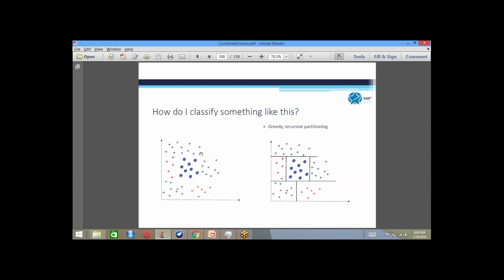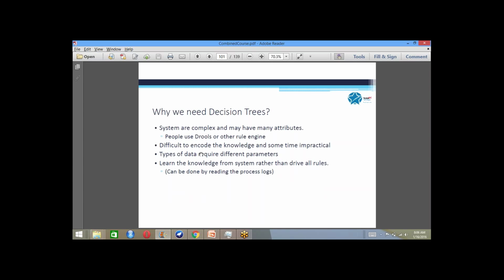So this approach to handling this kind of data, which is based on greedy recursive partitioning, is what is known as decision trees, and is also able to tackle one more important thing, which is about rule-based systems. When we talk about handling large information systems, typically they are governed by certain rules. So our task is to identify what are those rules which are describing this behavior.